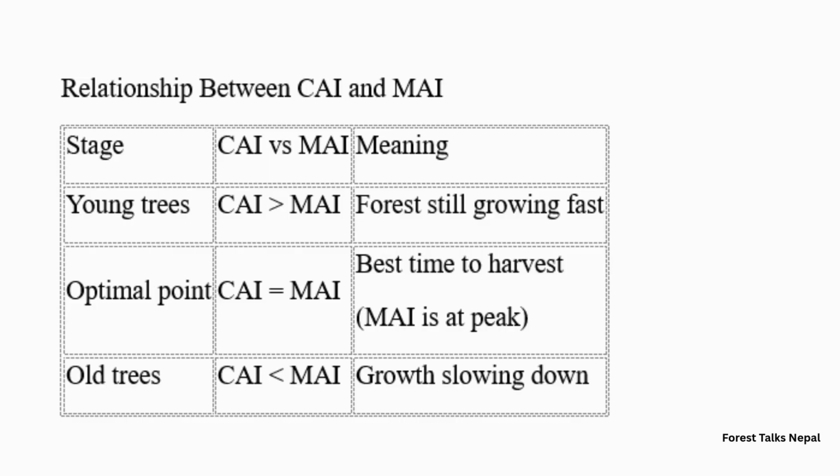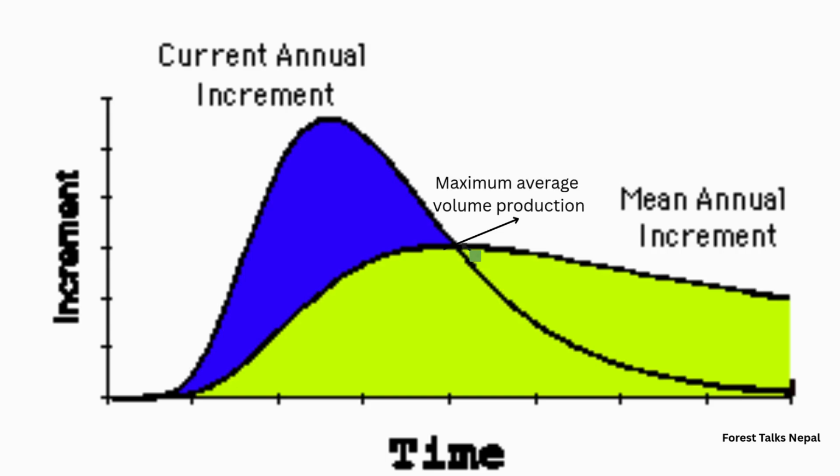So if you're managing a forest for timber, that intersection is the mathematically perfect time to harvest. It's like selling a stock at the exact second its lifetime average catches up to its current momentum. Perfect efficiency. It's the moment the forest achieves peak rotational value. If you cut the trees before that point, you're leaving money on the table because you're missing out on their fastest, most efficient growth years.